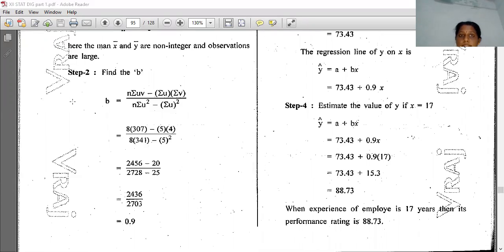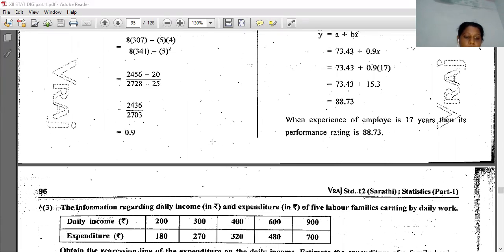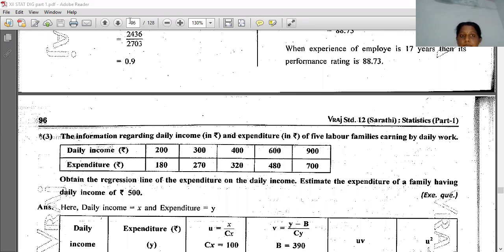Okay, now write the statement. When the experience of an employee is 17 years, then its performance rating is 88.73. And here in our y column, the unit is not given, so in our final answer we have not written the unit. Okay, now we'll go for the next one, that is the third one.